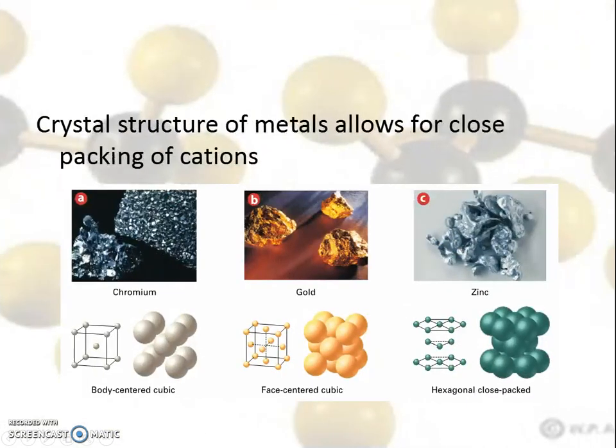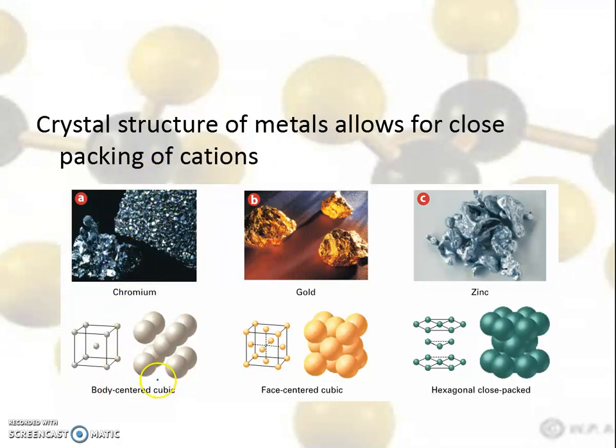Okay. All right, so crystal structures of metals allow for close packing of cations. So what happens here is you have all these cations or metal ions that come together, and the sea of electrons is just kind of free floating and sharing, and that's what allows for the good conducting ability of a metal, is that those electrons are able to transfer from one cation to the next cation to the next cation.